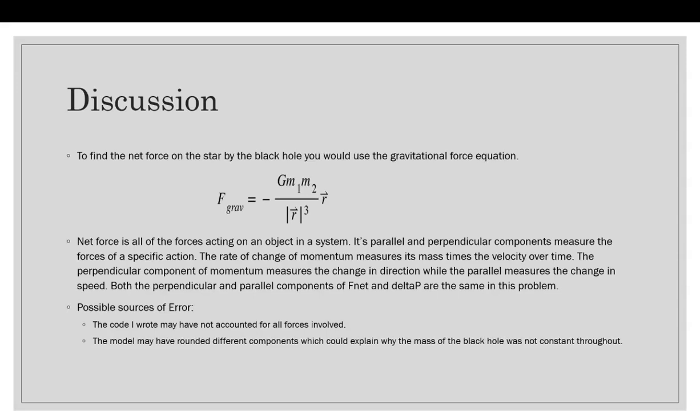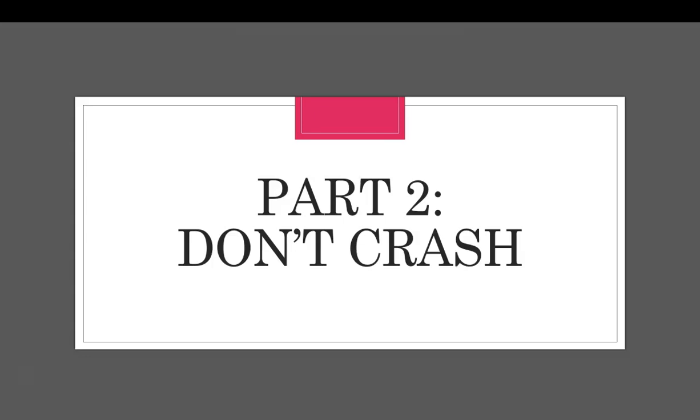Some possible sources of error are that the code I wrote may not have been all that correct, and the model may have rounded different components, which would explain why the mass of the black hole was constantly different.